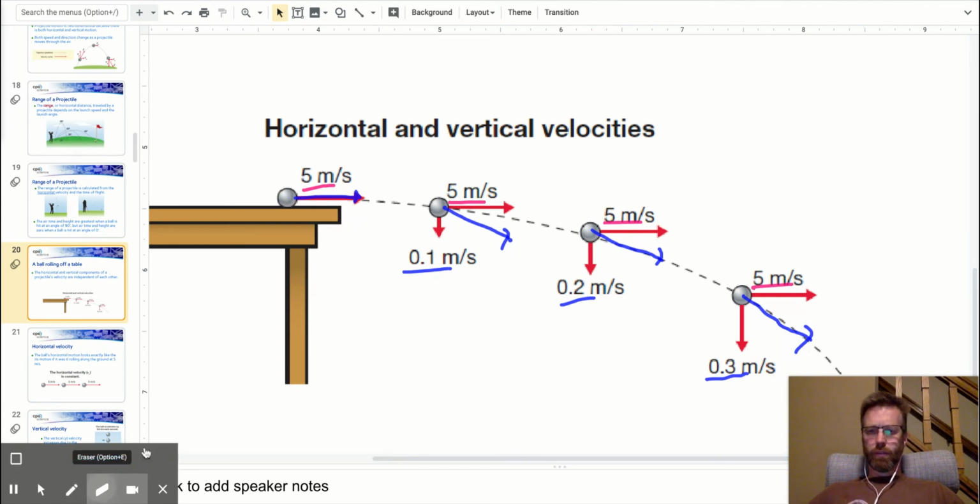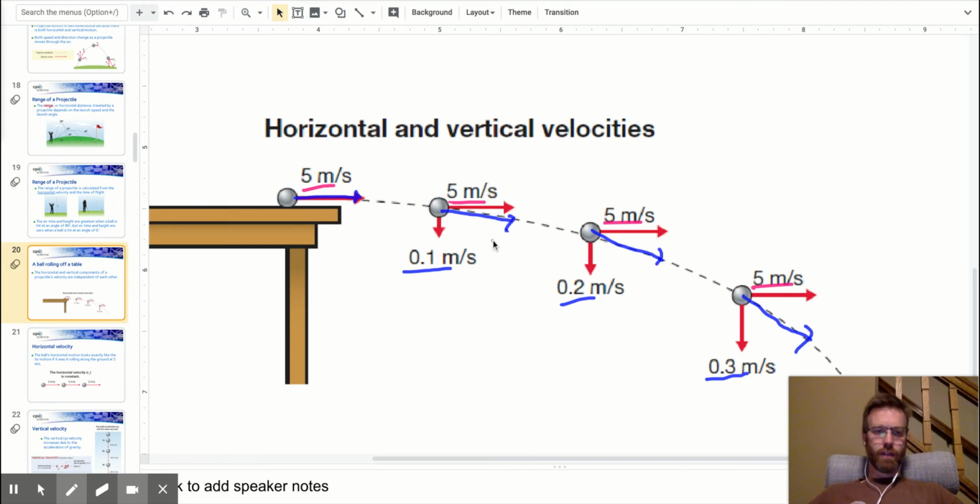I don't like my picture for this first one. I don't think my picture is very good. Let's make that better. So the neat thing again is that with two-dimensional motion, we start to see how we can pick it apart.